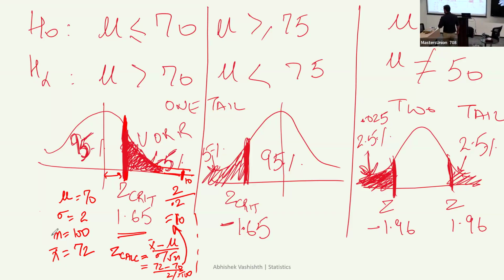Right? Now, did you understand how did we take this decision of rejecting or not rejecting the hypothesis? Ask.